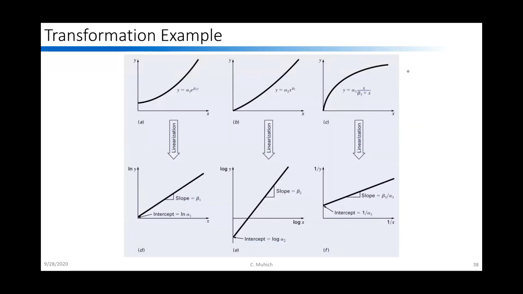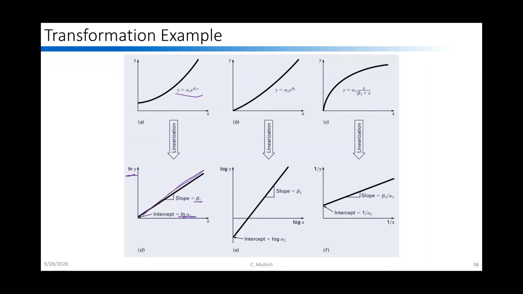So what does this look like? Here I've taken that exponential function, and when I do that transform using the natural log, I end up with the natural log of y being linear with respect to x, where the slope is beta and the intercept is the natural log of alpha. This is going to come in handy as you get into reaction kinetics, because a lot of things are going to have this exponential order.